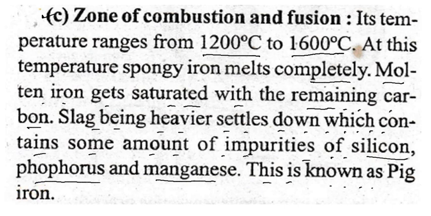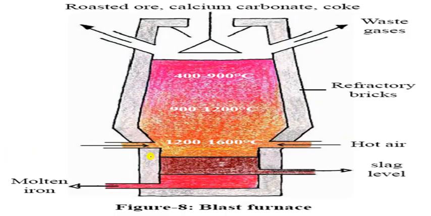Now come to zone C, the zone of combustion and fusion. Its temperature range is 1200 degrees C to 1600 degrees C. At this temperature, spongy iron melts completely. Molten iron gets saturated with the remaining carbon. Slag, being heavier, settles down, which contains some amount of impurities of silicon, phosphorus, and manganese. This is known as pig iron. So that one is the pig iron.